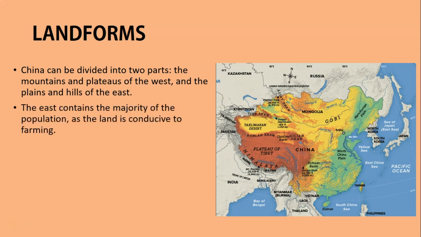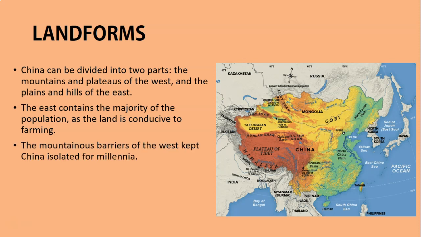Now, because of those plains and hills, that obviously tells us that that terrain is much, much less rugged than the western side. And because it is less rugged, that will tell us then that the land is better for farming. And because that land is better for farming, that is where the majority of China's population is going to be living.